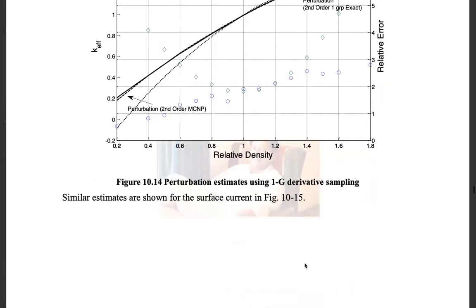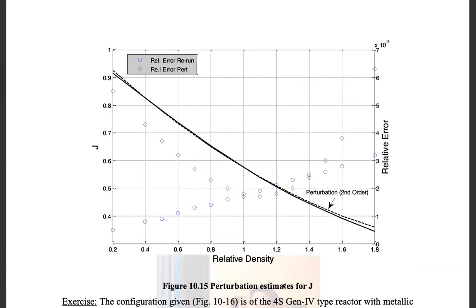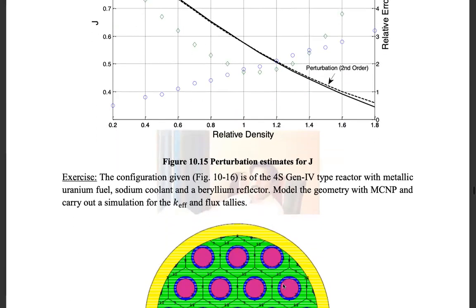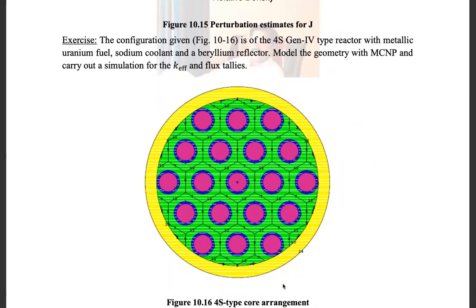So this is how MCNP gives you the derivative samples, and that was for the K, and similarly you can do it for the transmission. That was very useful, that you can apply Monte Carlo to get first and second order perturbation changes. Now you have to specify what your perturbation is and which region it is in.